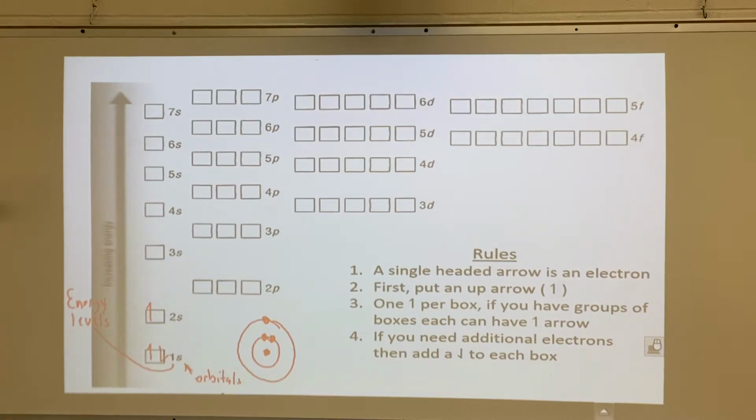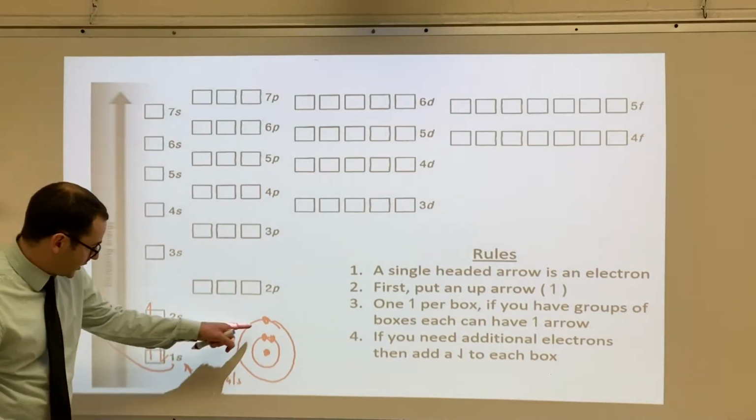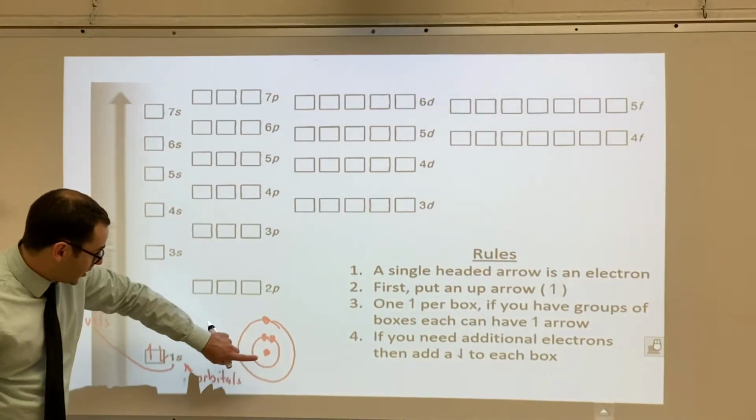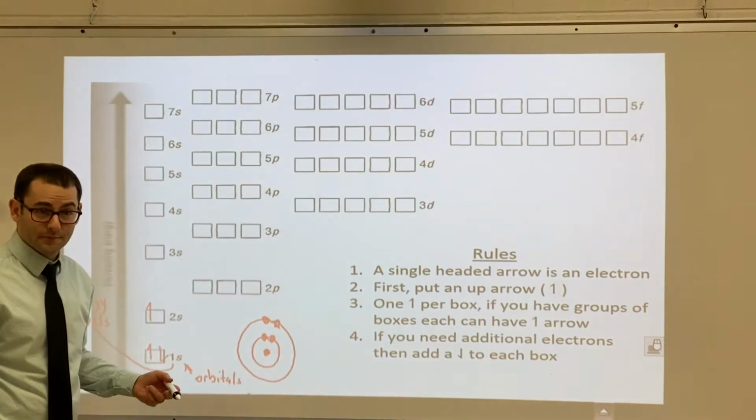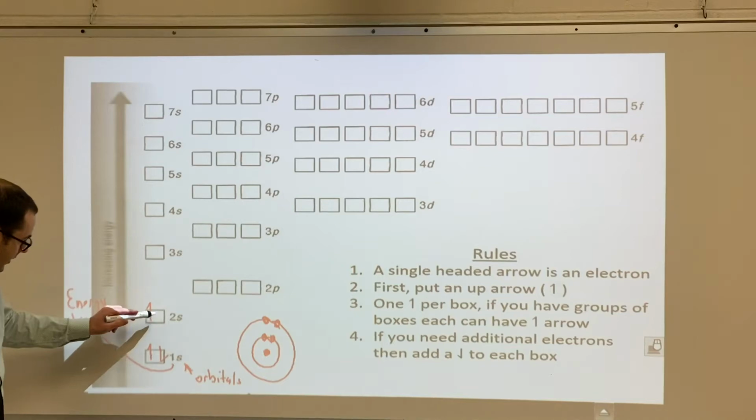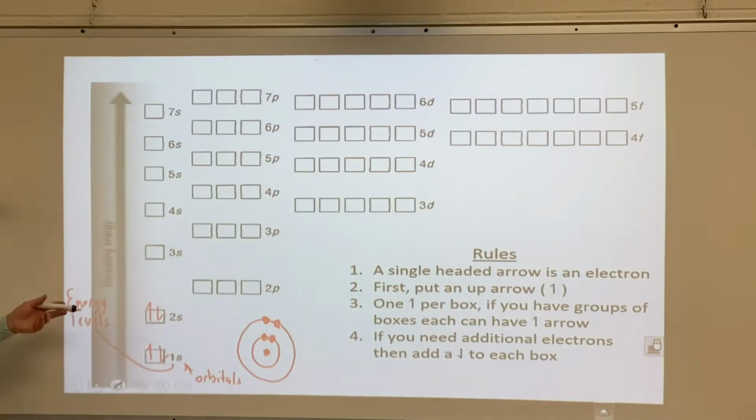All right, what's the next element? Beryllium, 4, right? 4 protons, 4 electrons. If we go back to our drawing of the atom, we have 1, 2, 3, and then we need 1 more, right? All right, so 1 more. And then we would draw it as a down arrow over here. All right, everybody's cool with that?